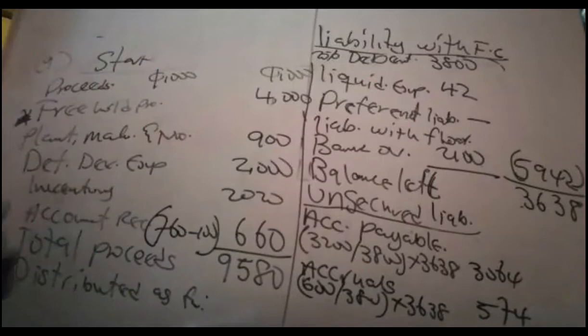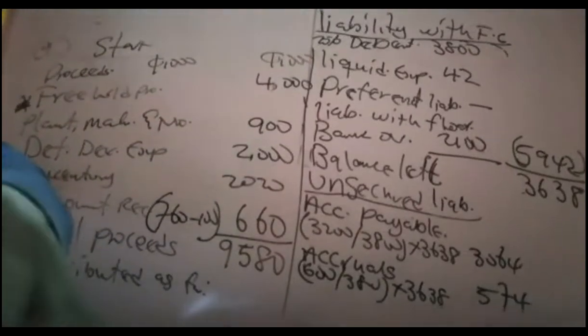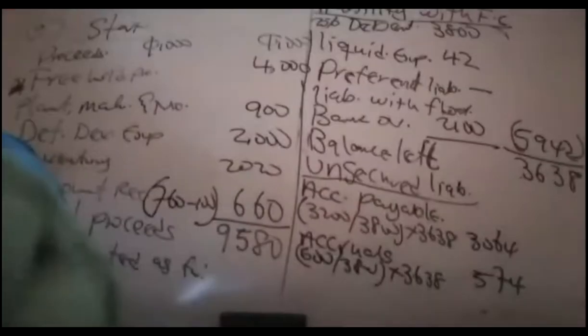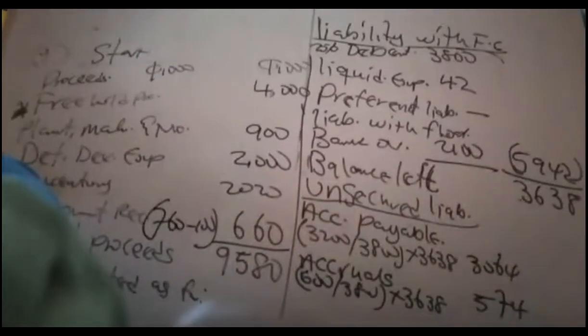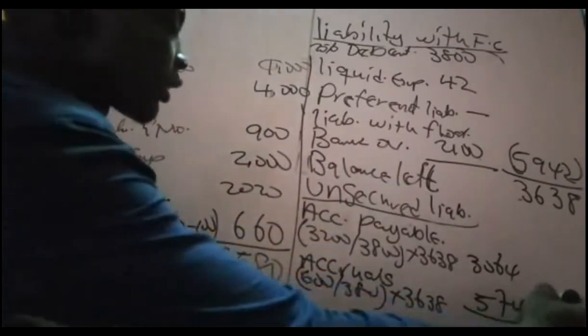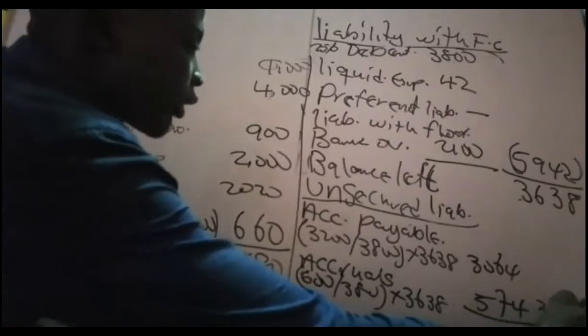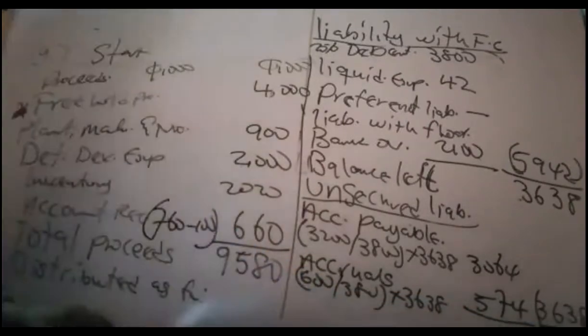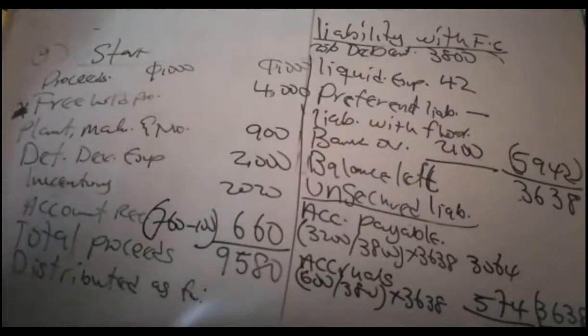So that is it. You put all of them together. Then you push it here as 3,638. You take it off. The balance will be 0. And that's the end of it.